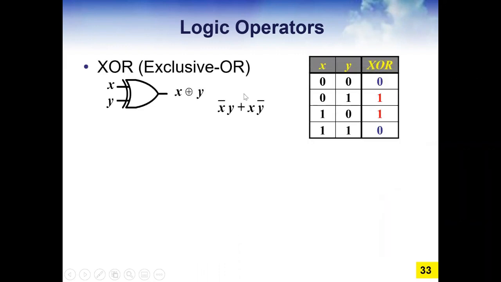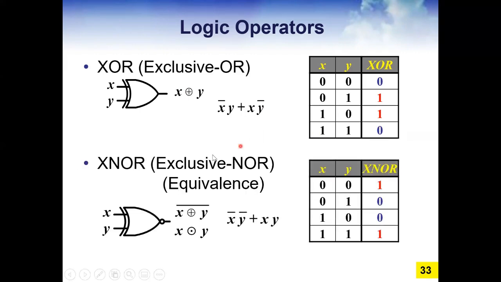Now, exclusive OR gate, it is like this one. So one extra line at the input, which you can see, and this operator is plus inside a circle, which is the exclusive OR operator. And it is like x complement y plus x y complement. And whenever inputs are different, then only the output will be 1.